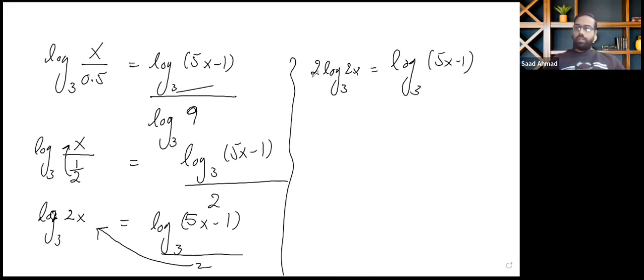Right, then this 2 is outside, so we apply the power rule. We will apply the power rule, and this 2 will go into the power here.